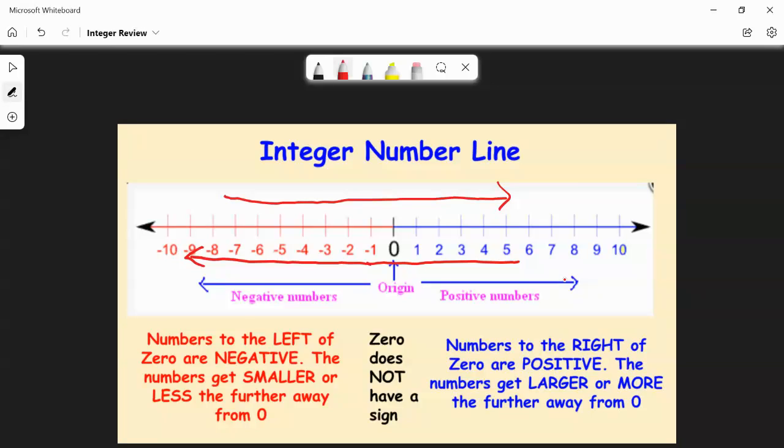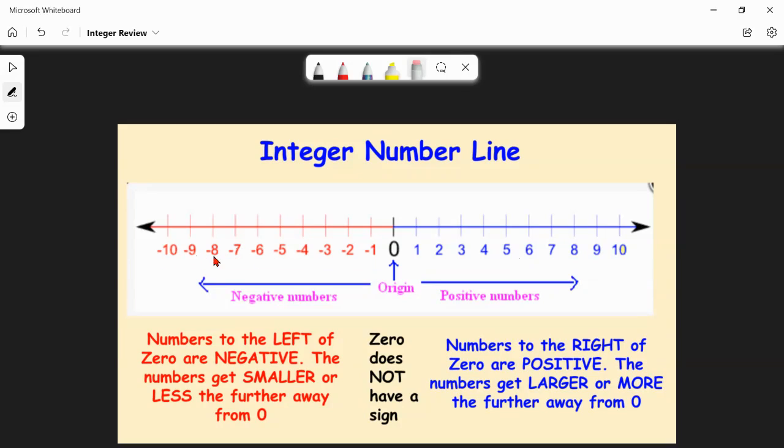-3 is smaller than -2 because it's to the left. To the left. The more to the left we go, the smaller the numbers get. The more to the right we go, the bigger the numbers get. When we move to the right, it's a positive number. When we move to the left on a number line, it's a negative number. That's important because you're going to have to compare integers.